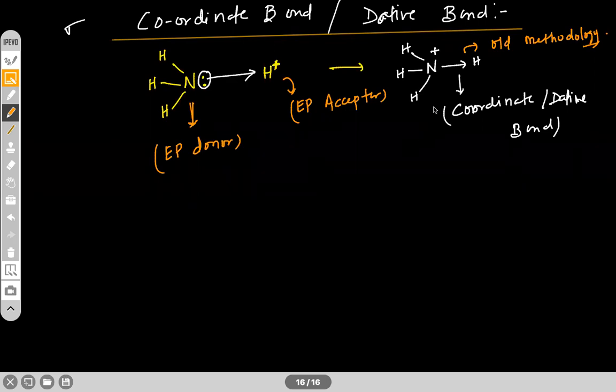Okay, like I said, this is the old methodology, the arrow representation. Nowadays, we represent coordinate bond in a different fashion. One note you write down, first of all: nowadays, coordinate bond is considered as a type of covalent bond.